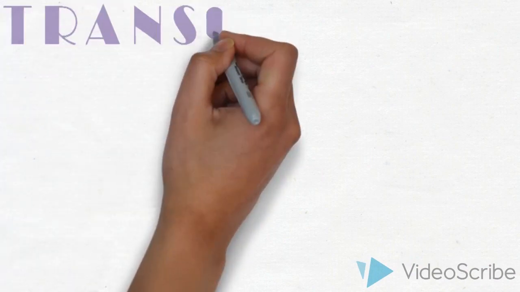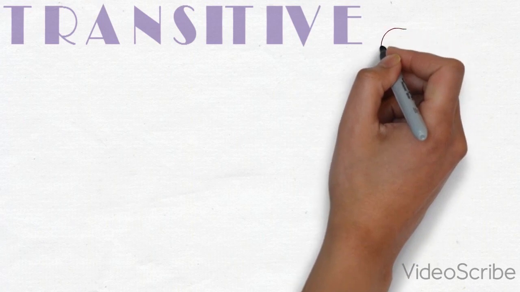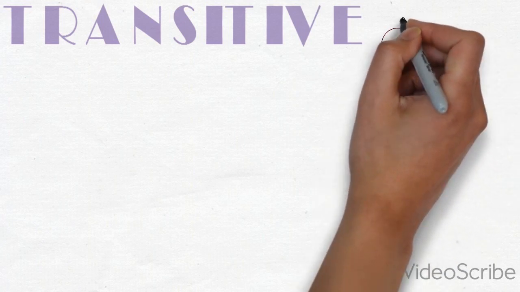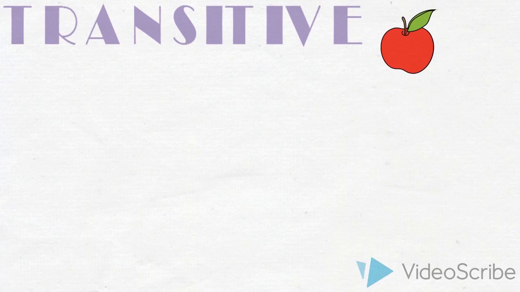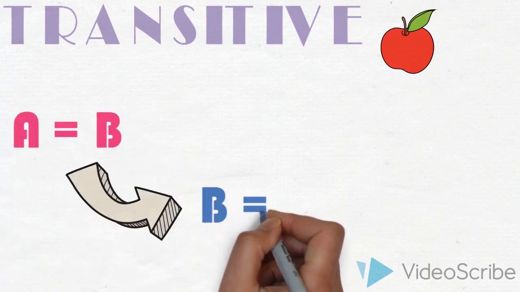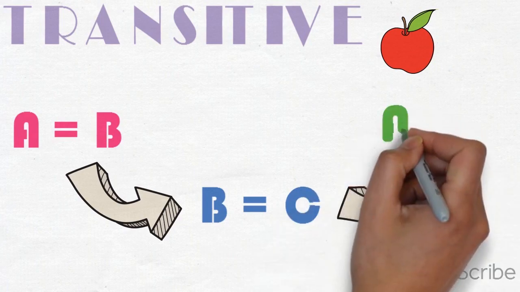In the third case, we have the transitive property, which we can see when we find two operations which can give the same result, as in the case of a is equal to b and b is equal to c, so now a is equal to c.